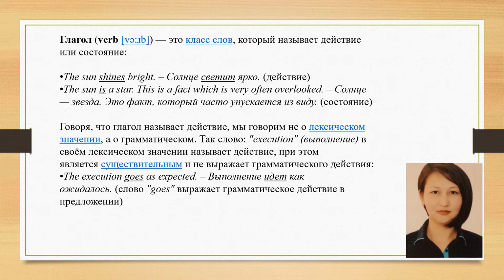Говоря, что глагол называет действие, мы говорим не о лексическом значении, а о грамматическом. Так, слово execution – выполнение. В своем лексическом значении называет действие, при этом является существительным и не выражает грамматического действия. The execution goes as expected. Выполнение идет, как ожидалось. Слово goes выражает грамматическое действие.